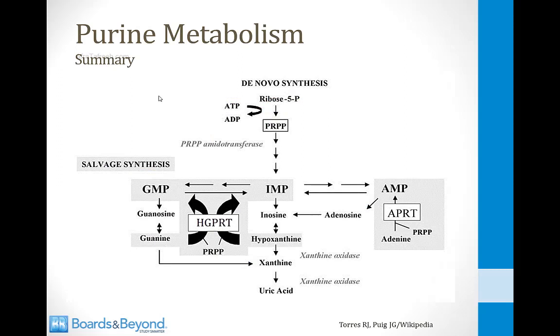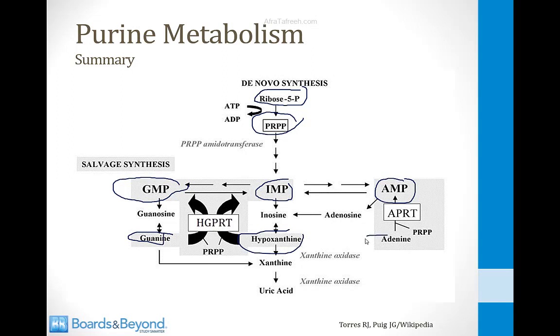So I'll finish with a summary slide to try to tie together everything we've talked about in regards to purine metabolism. De novo synthesis begins with the ribose 5-phosphate molecule, which gets converted to PRPP and then to IMP. IMP can be converted either into adenosine monophosphate or guanosine monophosphate. When you have free purines floating around like guanine or hypoxanthine or adenine, they can be salvaged via the purine salvage pathway. HGPRT can convert guanine or hypoxanthine back into IMP or GMP, and then APRT is what converts adenine back into adenosine monophosphate via that complicated process I showed you a few slides ago.